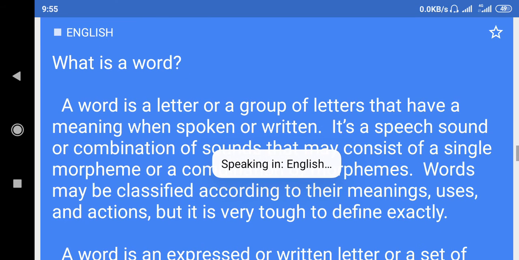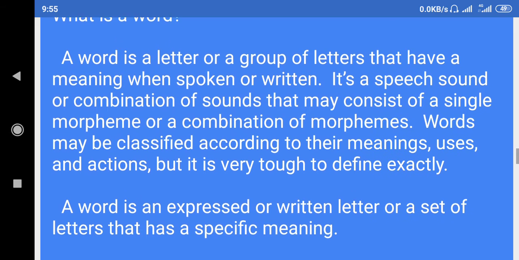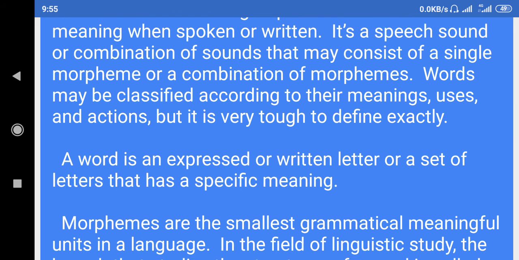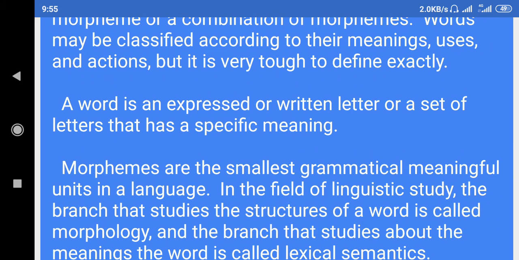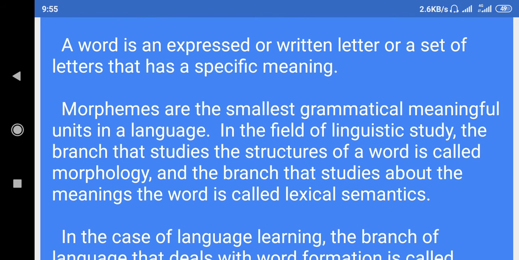What is a word? A word is a letter or a group of letters that have a meaning when spoken or written. It's a speech sound or combination of sounds that may consist of a single morpheme or a combination of morphemes. Words may be classified according to their meanings, uses, and actions. But it is very tough to define exactly. A word is an expressed or written letter or a set of letters that has a specific meaning.